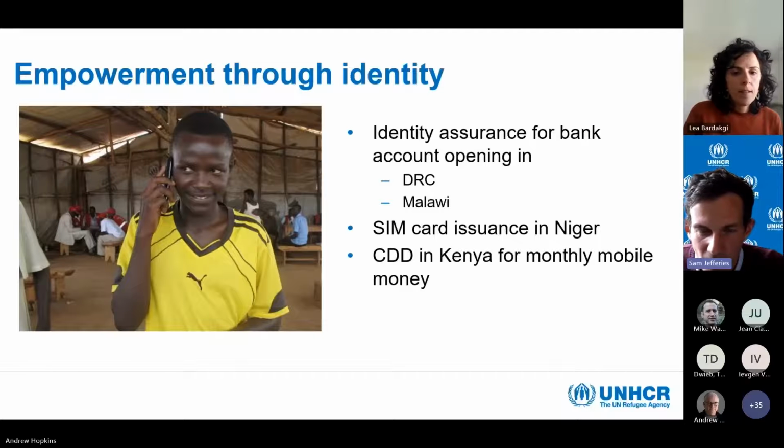Last point here. We've seen already through some of the examples I've shared some of the benefits, but it's also worth noting that just through the confidence that we've managed to build in identity, that's led to other states being able to rely on the identity data that we gathered and then permit the issuance of bank accounts opening and SIM card issuance. So that's certainly the case in the Congo, in Malawi and Niger, and something we're looking to push out to other states as well. And similarly in Kenya for mobile money registration.